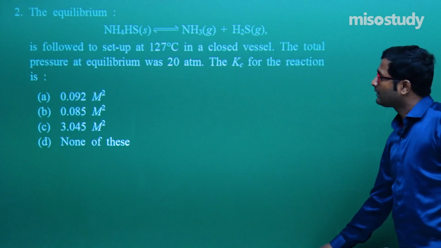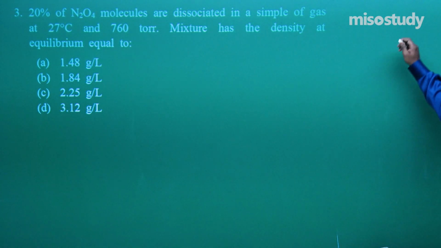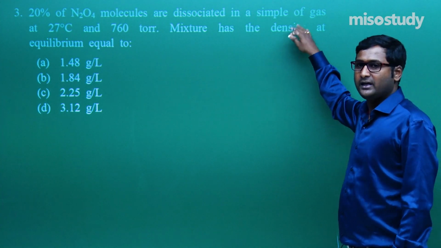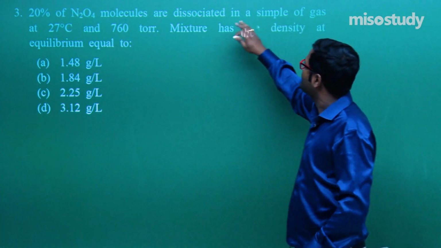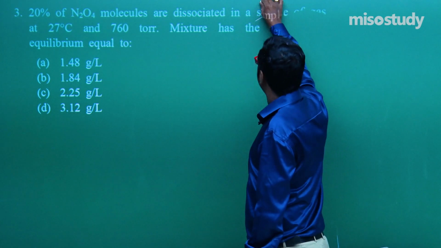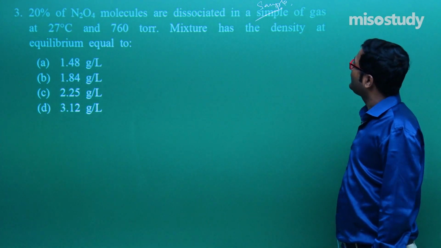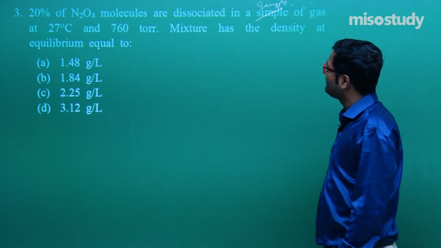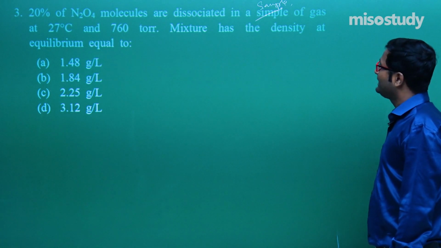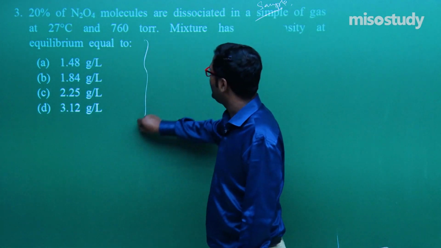Now, question number 3. Look at it: 20% of N2O4 molecules are dissociated in a sample of gas at 27 degrees Celsius and 760 torr. The mixture has a certain density at equilibrium. That is, we have to find the density of the mixture.